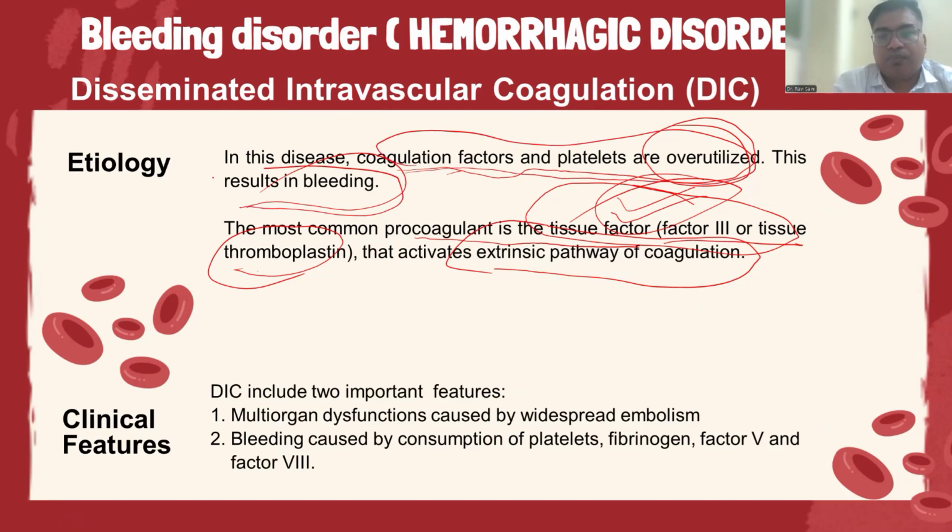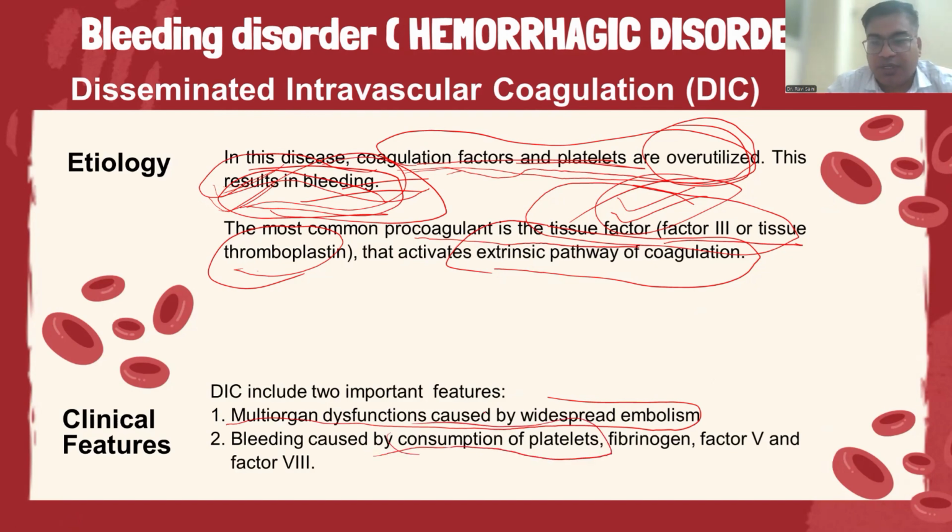So when any trauma, or in any other condition of trauma, there will be no remaining factors available for clotting. So that will result in bleeding. In case of clinical features, multi-organ dysfunction, which could result from widespread embolism, and bleeding by the overconsumption of platelets, fibrinogen, and factor 8.